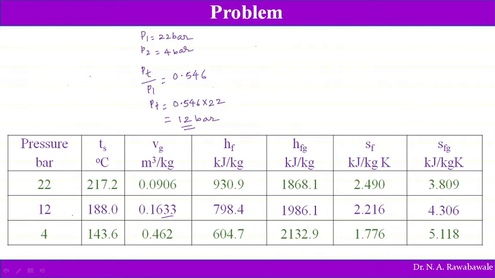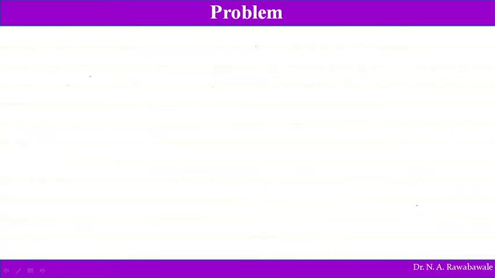Again we have obtained information from the steam table at 12 bar: saturation temperature, specific volume of dry saturated steam, then enthalpy of liquid, enthalpy of latent heat of vaporization, then entropy of liquid, and entropy of vaporization. We have gathered this information. Now we'll start to solve this problem.